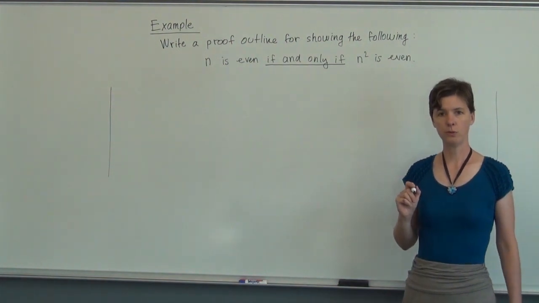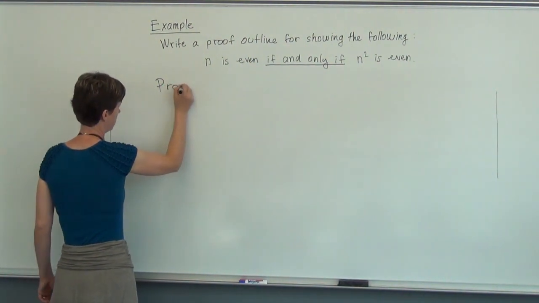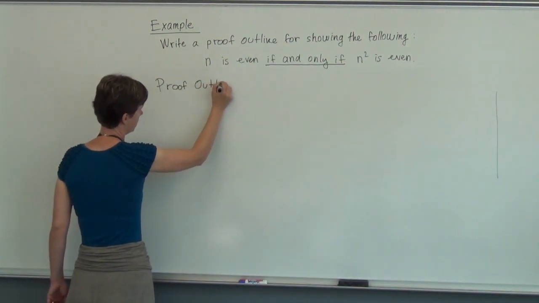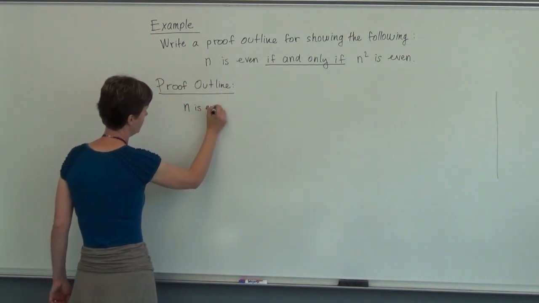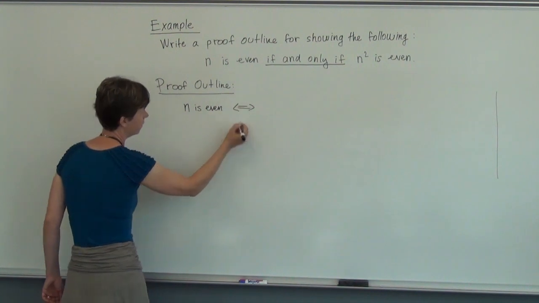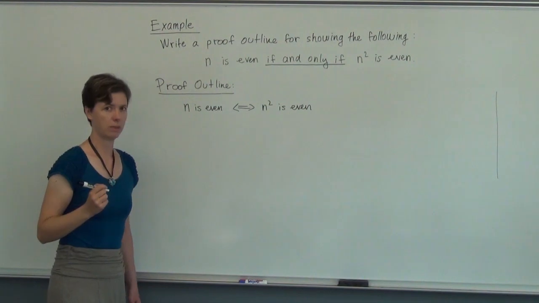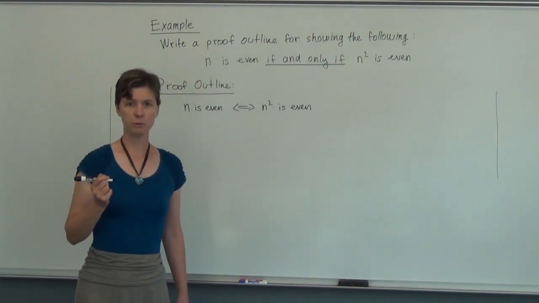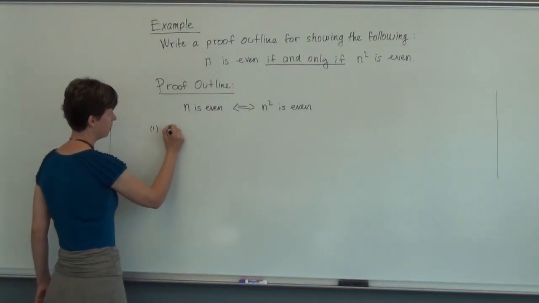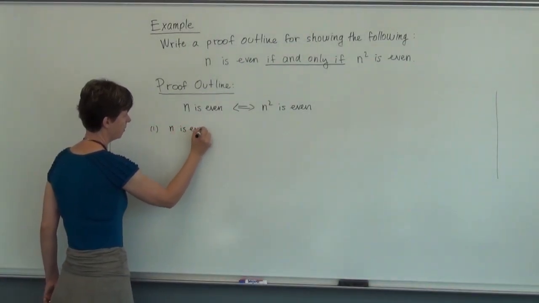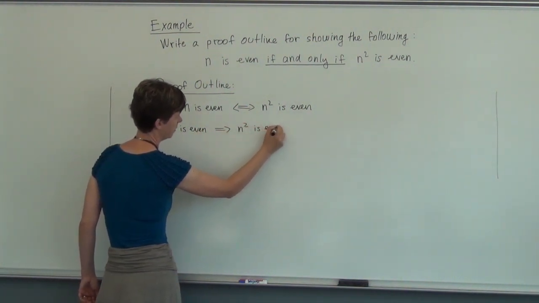So we will start our proof outline by emphasizing that. n is even if and only if n squared is even. So our proof will have two parts to it. First, we will assume that n is even and show that this implies that n squared is even.